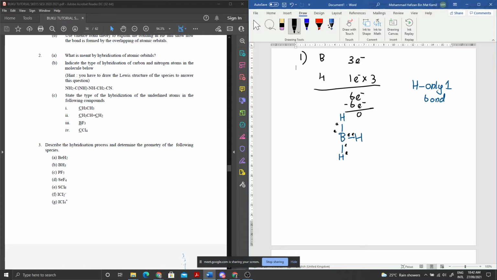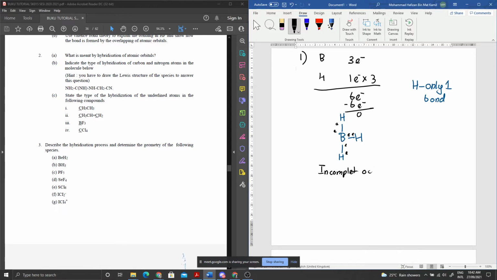Hydrogen is happy to be a duplet, so it's okay. Hydrogen dah okay, even though dia tak ada valence electron. Tapi boron, kita tengok ni, it is still tak cukup, right? Dia baru ada 6 electrons. It's still not an octet. Okay, so what we do? Sebenarnya kita dah tak boleh buat apa-apa dah. This is an incomplete octet.